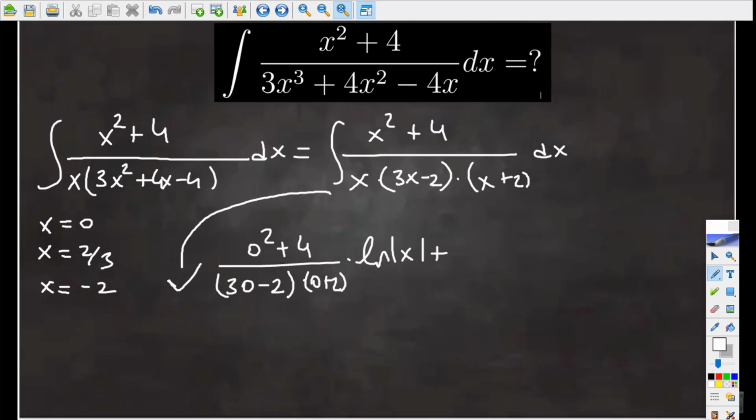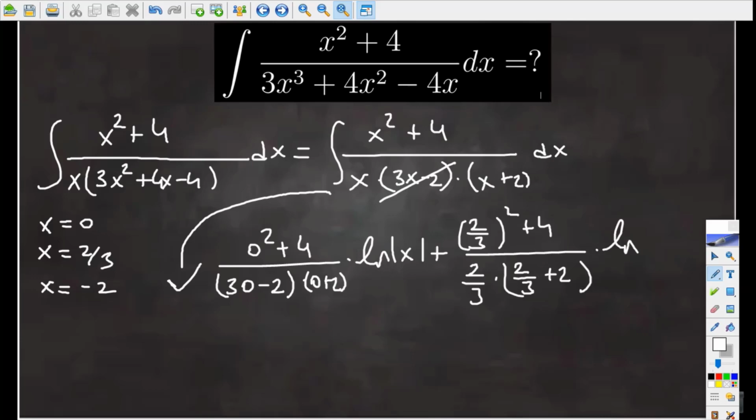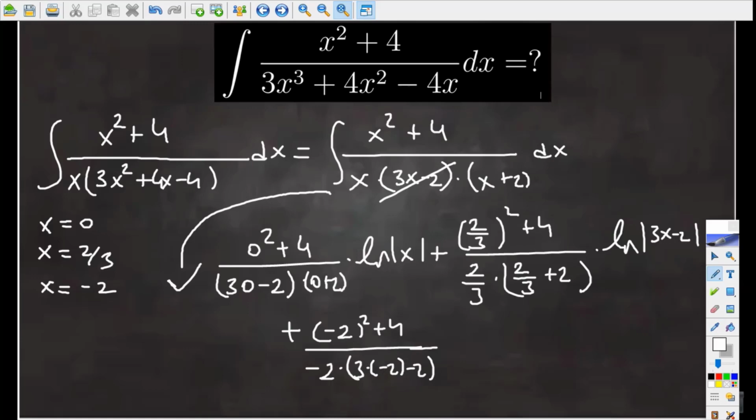So that's going to be equal to (2/3 squared plus 4) over 2/3 times, I'm going to avoid this factor, so it's (2/3 plus 2), and times natural log of the linear factor, which is 3x minus 2. Then I'm going to continue over here, plus, we're going to use -2, so it's (-2 squared plus 4) over -2 times (3 times -2 minus 2), and I'm going to avoid this factor, and times natural log of the linear factor, which is x plus 2.